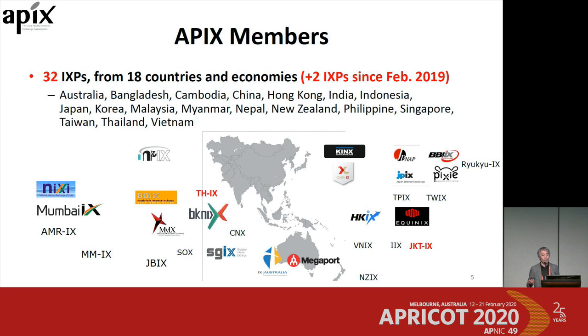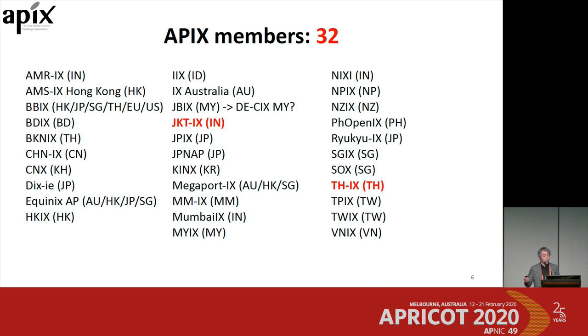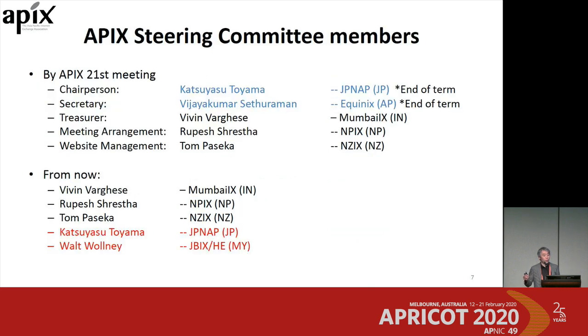This year, we had new IXPs and new members. One is THIX from Thailand, and the latest one is the Jakarta IX, which presented today. So these are the current 32 members. The APIX is operated by a steering committee of 5 persons. This time we had a selection, and 2 new steering committee members have been selected. I continue, and Walt is a new steering committee member.